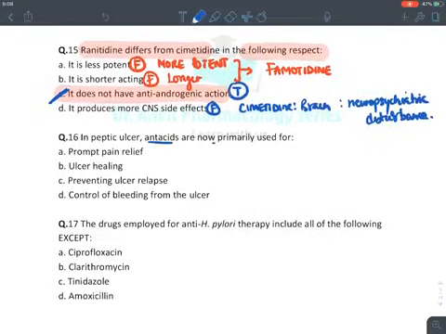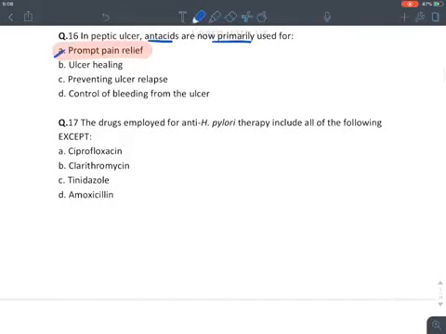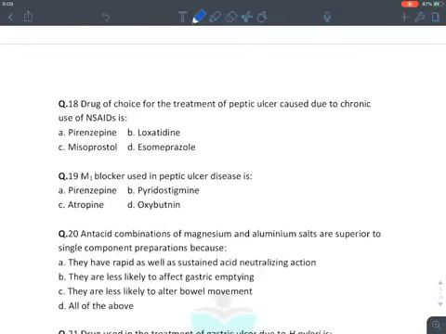In peptic ulcers, antacids are now primarily used for prompt pain relief. We have already discussed. Drugs employed for anti-H. pylori therapy include all of the following: clarithromycin true, tinidazole true, amoxicillin true. It is not ciprofloxacin, it is rather levofloxacin.